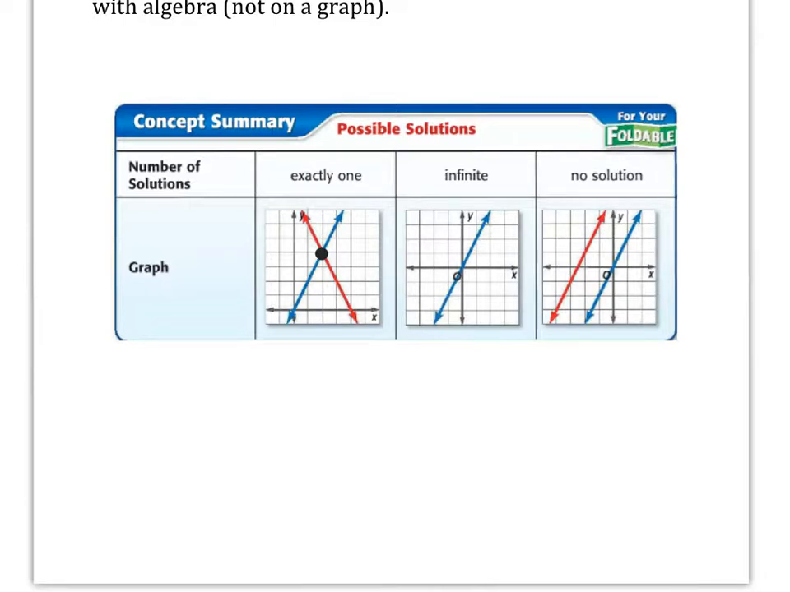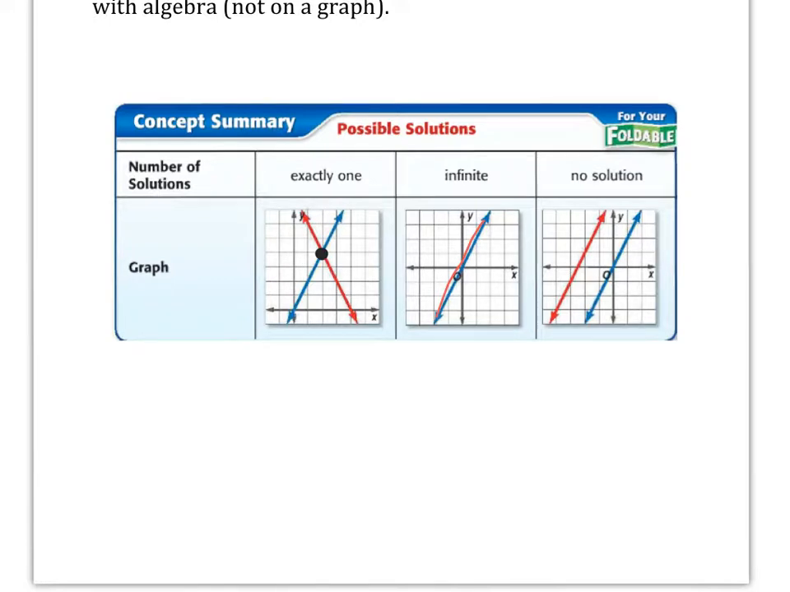We could also have infinitely many solutions, and this means that both lines are actually the same line. So I know it looks like here there's one blue line, but if you think about it, the red line is the same line, you just can't see it because it's covered up. This means every point on the line, every single point that's graphed, is a solution to both of the lines because they're the same line.